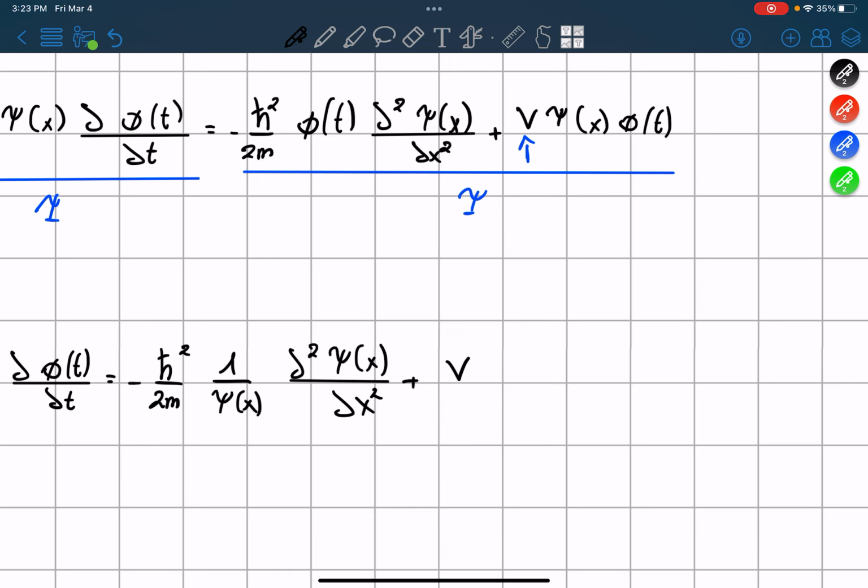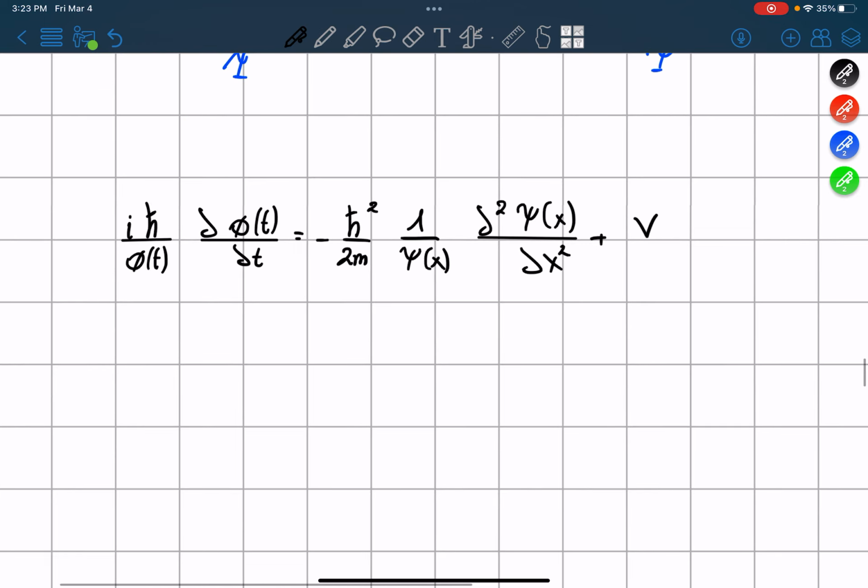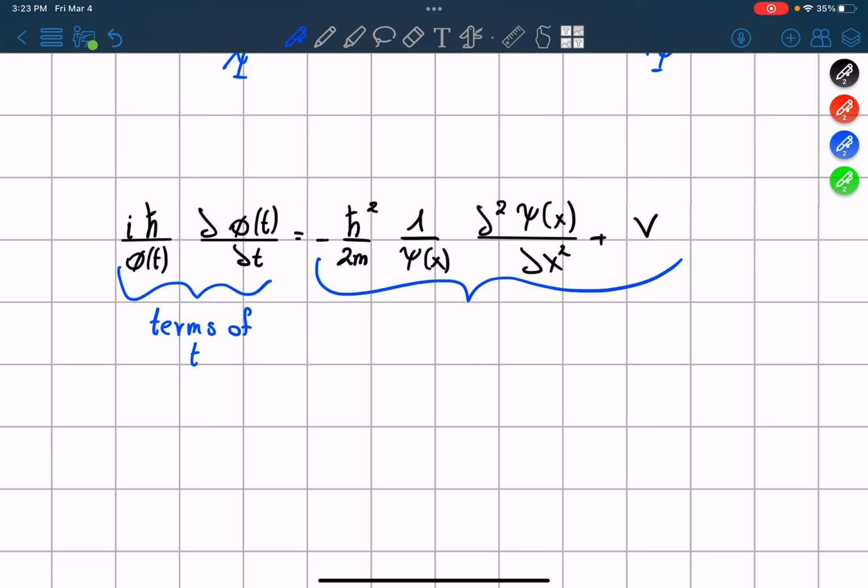Okay, so what do we know? Well, as we can see now, the left side is just in terms of t. There's no x anymore. So this one is in terms of t, and the right side instead is going to be in terms of x.